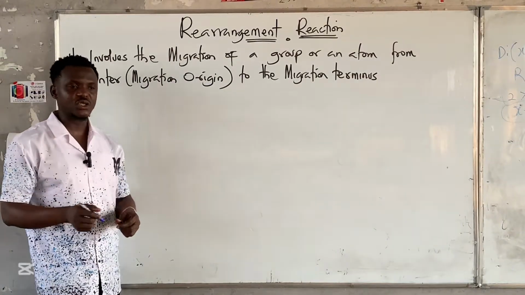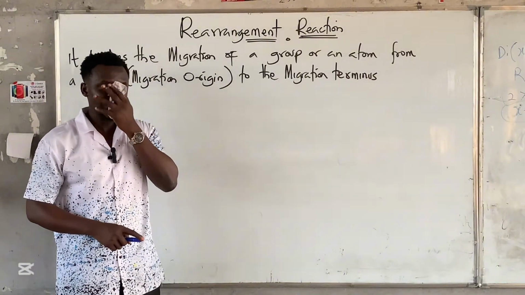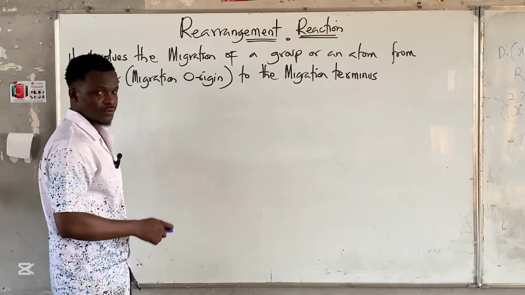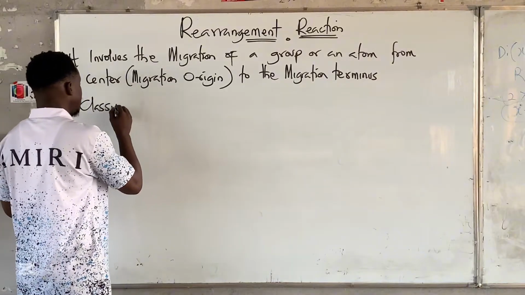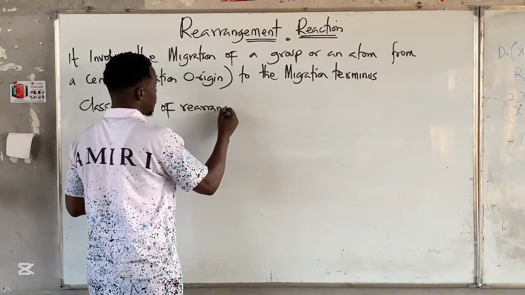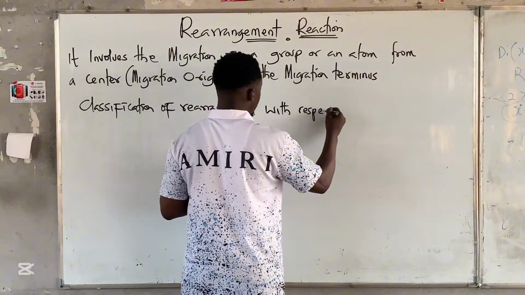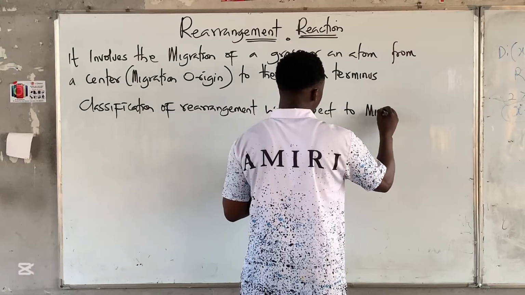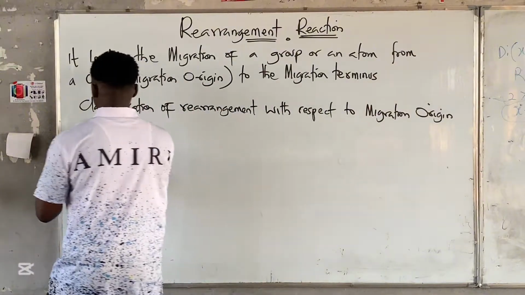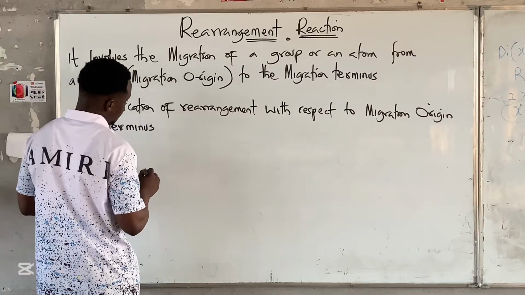Now let's look at classifications of rearrangement reaction. Right, we have different classes of rearrangement reaction. Now this is dependent on where it is coming from and where it is going to. So we have classification of rearrangement with respect to migration origin and the terminus.